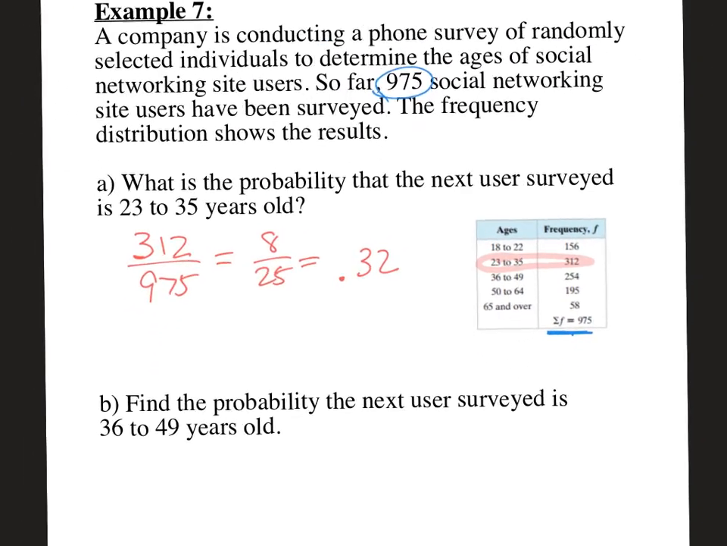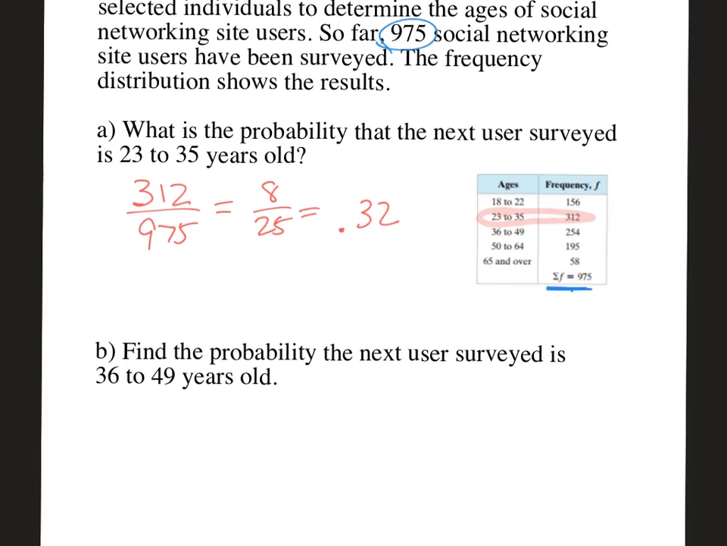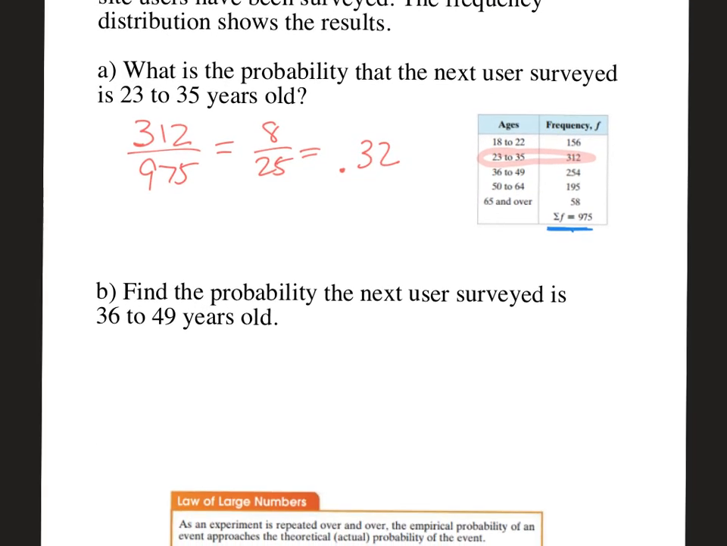Find the probability the next user surveyed is 36 to 49 years old. So again, you're just looking at the table. 36 to 49-year-olds, there were 254 out of the 975 that were surveyed. So that there is a probability of 0.26 or roughly a 26% chance that the next person we survey will indeed be 36 to 49 years old.